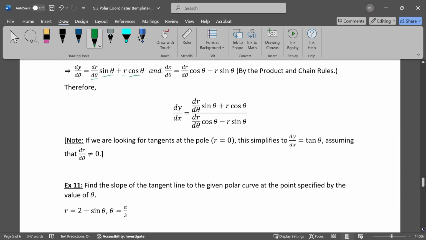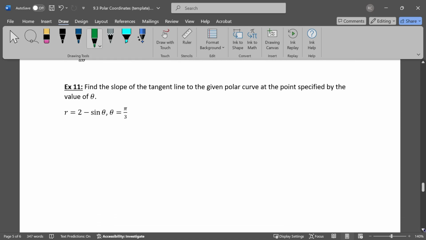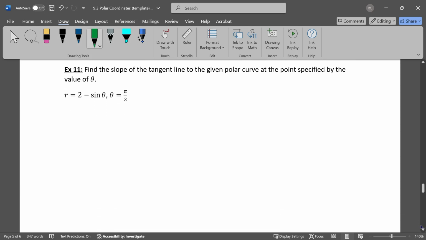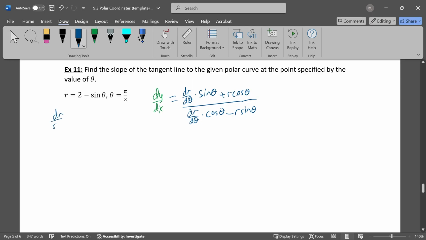Okay, so let's take a look at this example. Find the slope of the tangent line to the given polar curve at the point specified by the value of theta. So the first thing we need to find is dy/dx. So we've got dr/d theta times sine of theta plus r cosine of theta over dr/d theta times cosine of theta minus r times sine of theta. So first thing I need to figure out is what's dr/d theta before I can compute any of this.